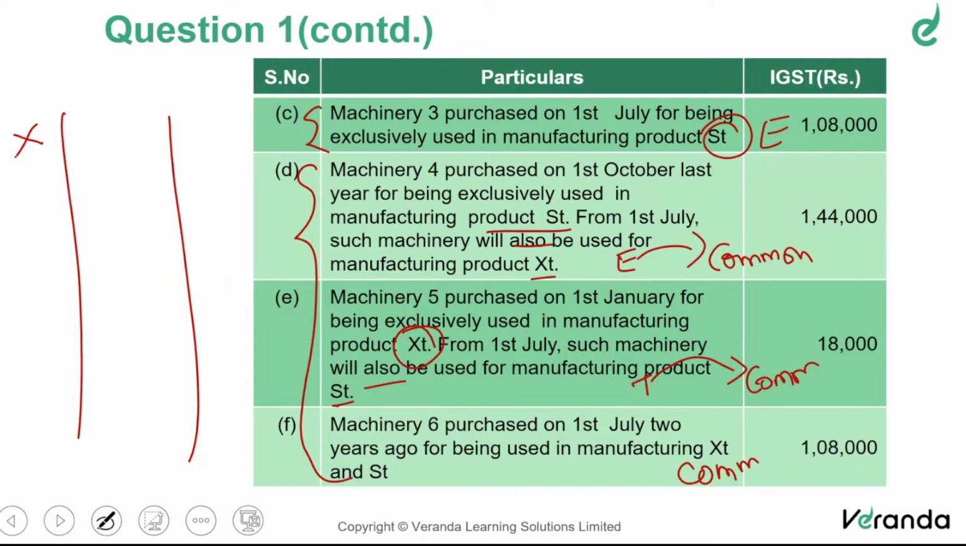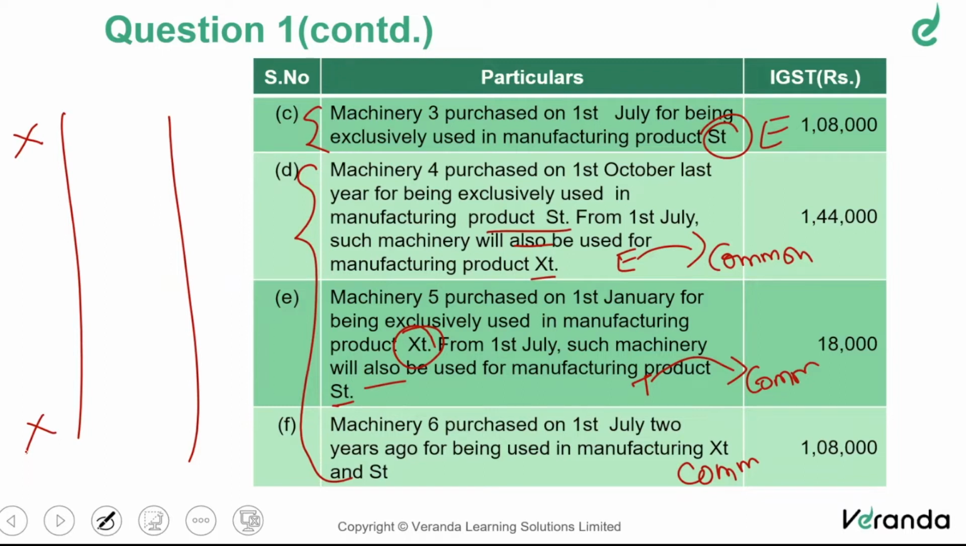Machinery number 6, absolutely we can say nothing to be done, because it was purchased 2 years back and it was earlier used for common purpose, and now also used for common purpose. Therefore, there is no question of any availment of ITC. Whereas machinery number 4 and 5, please tell me.